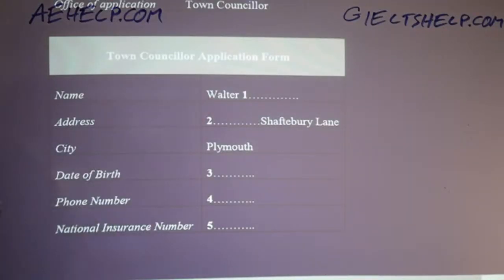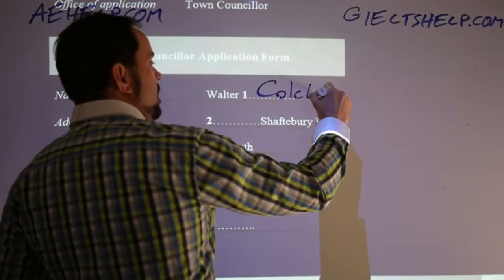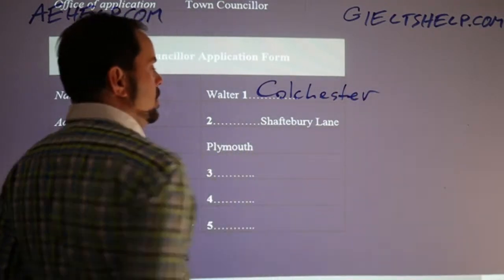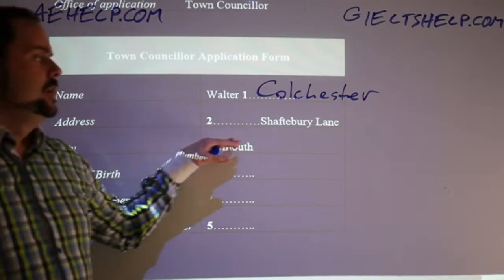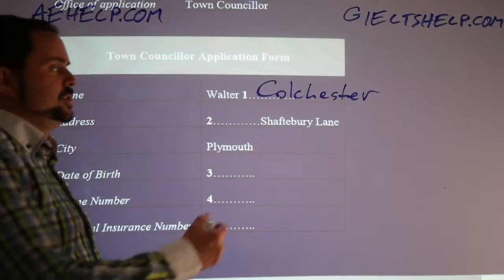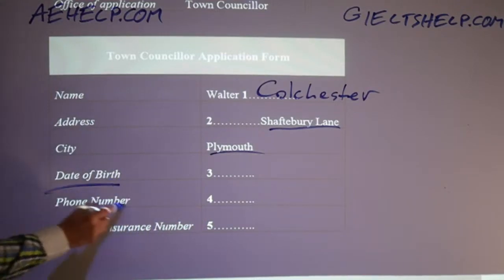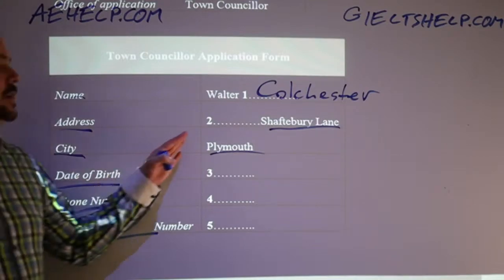Walter Colchester, that's good. Let's put that back in there. I like proper capitalization, Colchester. There we go. The address, this kind of comes actually later on, but you have to catch it. So make sure that you're reading and reviewing all of this information, so you know what you have to listen for.